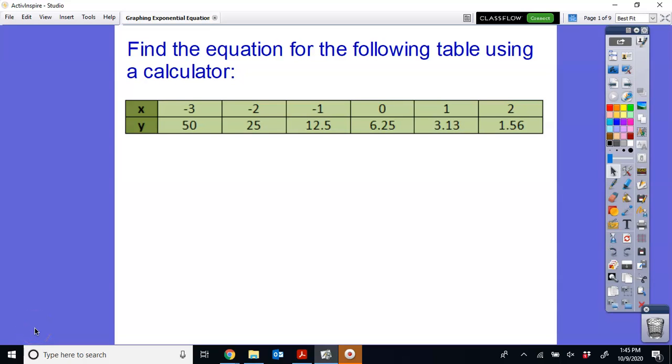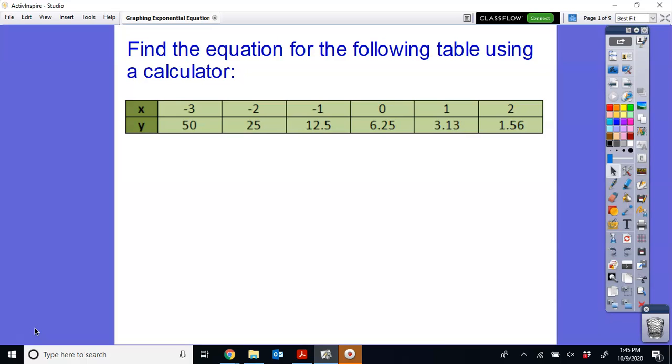Alright, so the first thing we're going to do in this video about graphing exponential equations is to talk about getting the equation from the graph first, like we did last time where we had the points and we found the equation. And then we're going to go the other way around today. We're going to look at, if you are given the equation, how do you get the graph?